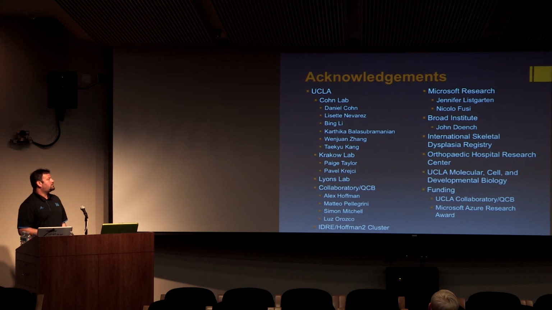I have several people to acknowledge. First off, the Cone Lab, of which I'm a member. Also the Krakow Lab. Several of those members have given me help with computation, and Pavel has actually even tested some of the CRISPR sites I've developed. The Collaboratory, the Hoffman cluster, where I've run a lot of these tests, Microsoft Research, especially these two individuals who have been working to develop the predictive algorithms, John Dench at the Broad Institute, who did a lot of the molecular portion of developing these predictive algorithms, and then several groups with which I'm associated, the Skeletal Dysplasia Registry, the Orthopedic Hospital Research Center, MCDB, the Collaboratory, and this was funded through both UCLA Collaboratory as well as Microsoft Azure Research grants.